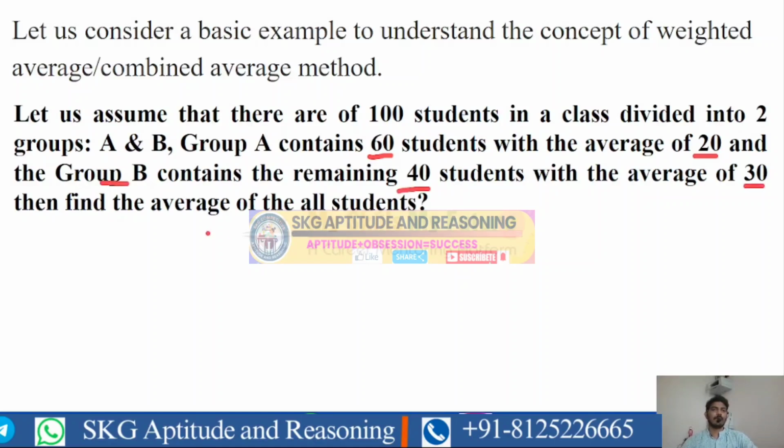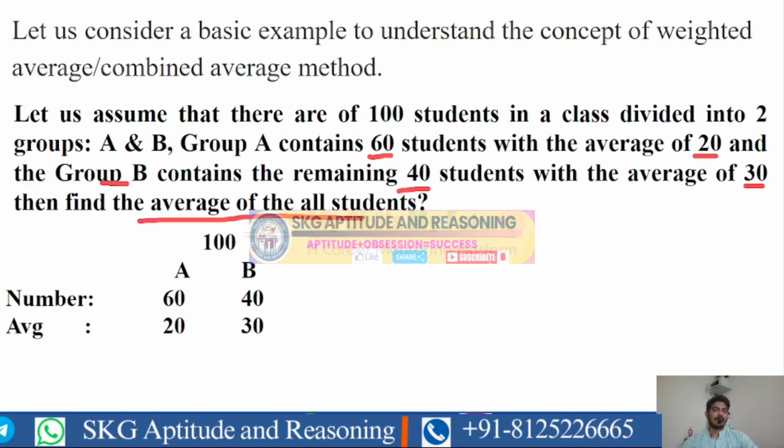What we need to find is the average of all the students here. So let us write down what is given in the data. There are 100 students in the class, divided into two groups. The number of students in class A, or group A, was 60, and the number of students in class B, or group B, was 40.